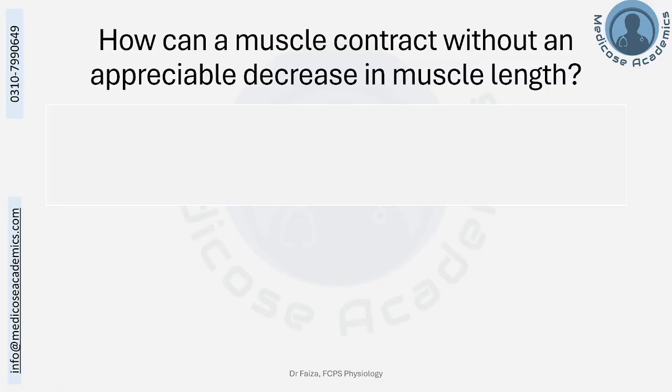Now, there comes another tricky question. How can a muscle contract without an appreciable decrease in the muscle length? Again, a tricky concept that I will be discussing in a separate session. So, two complicated questions. How does eccentric contraction occur? Muscle lengthens while contracting. And how does isometric contraction occur? That muscle contracts but length doesn't change.